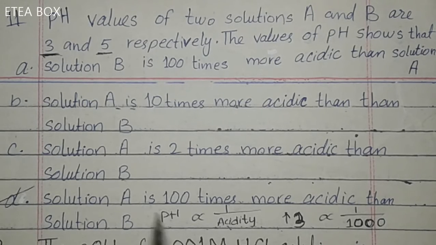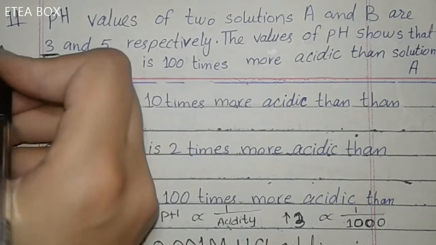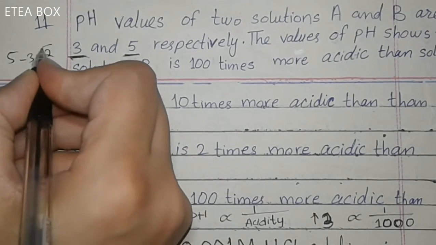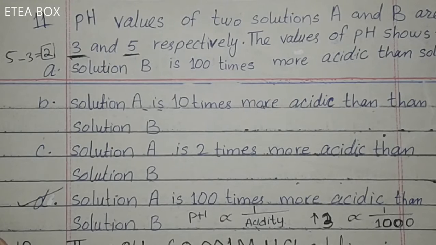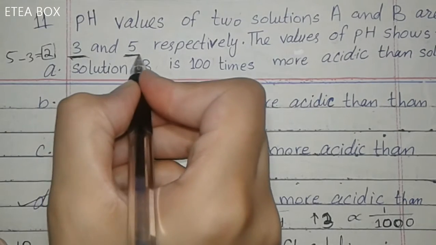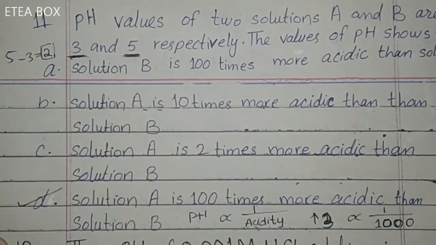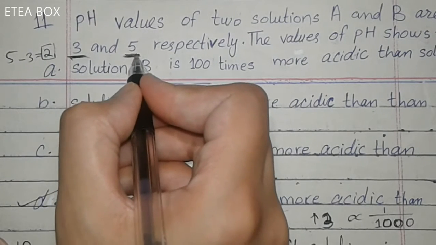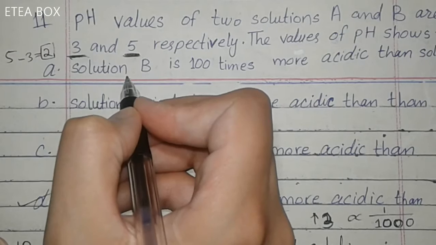Now look at here. This one is greater by 2 units, like 5 minus 3 is equal to 2. It means that the pH is 2 units greater. Okay, the pH of this one is 2 units greater than this one. So it means that the acidity will be 100 times smaller than this one.